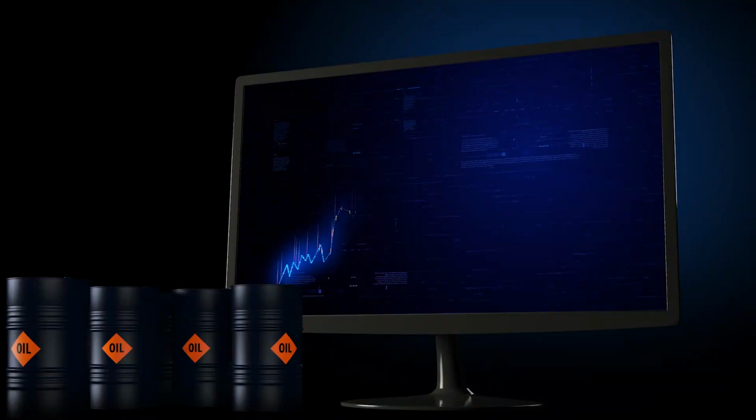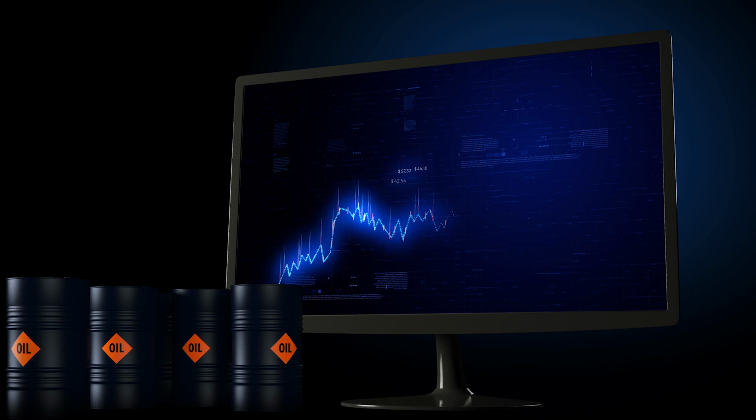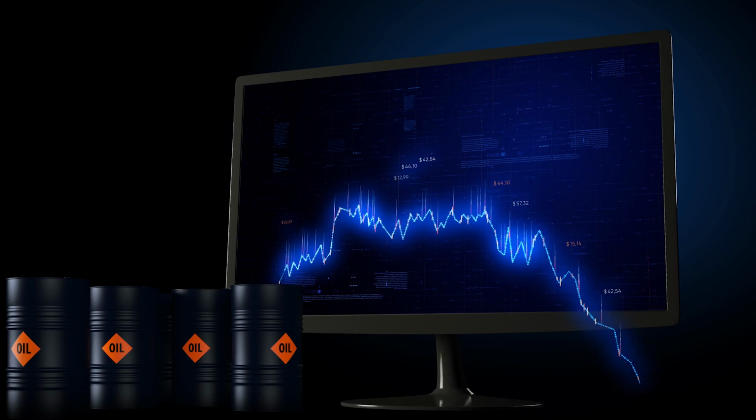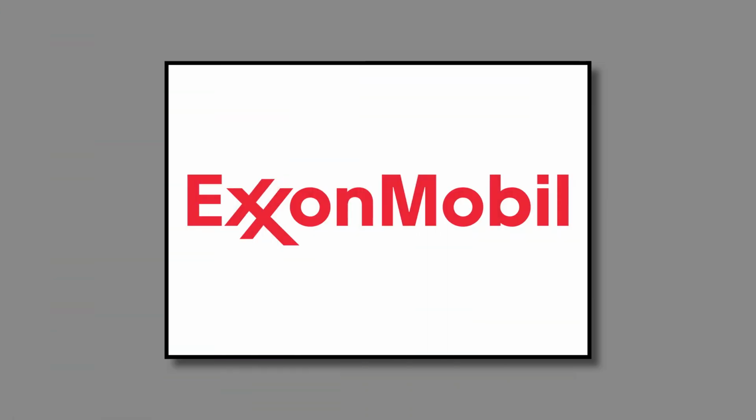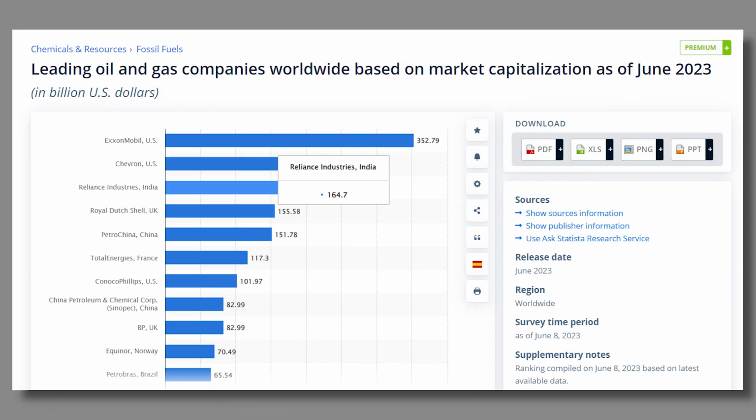Both stocks tend to move up or down based on oil and gas prices, but what we're looking for is to see whether the market leader's stock price outperforms its peers. In this example, we chose the company ExxonMobil, which is the market leader and has the highest market capitalization of any oil and gas producer worldwide at $352 billion.